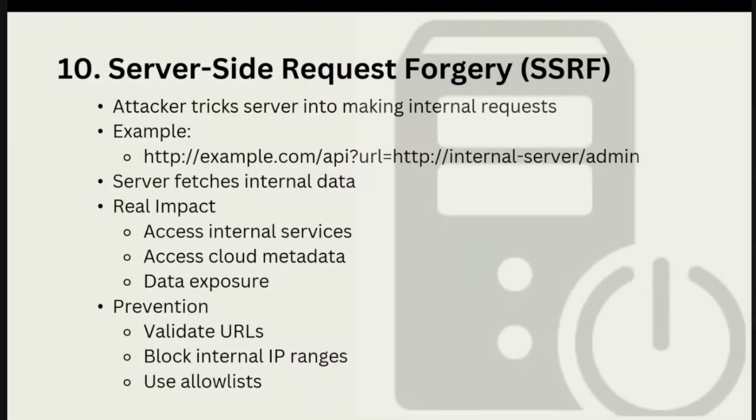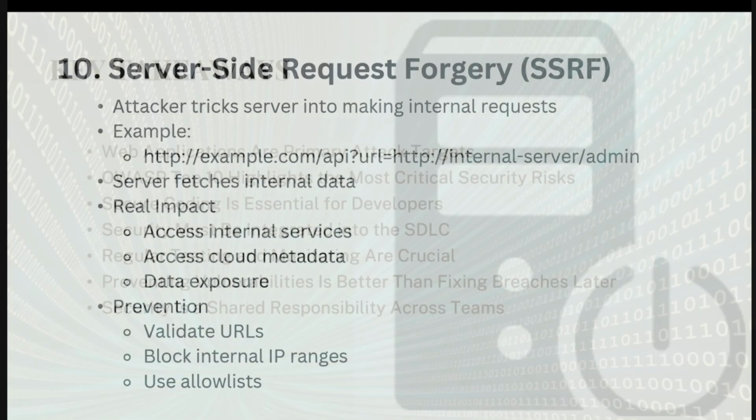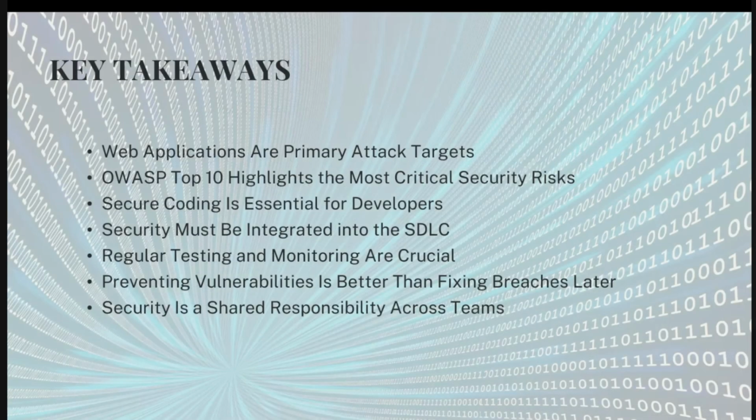And the last, 10th vulnerability is SSRF, server-side request forgery. The attacker tries to trick the server into executing a request or command by fetching data from the internal server. The real impact is access to internal services. The attacker gets access to cloud metadata and data exposure. The prevention is to validate URLs, block internal IP ranges, and use an allow list. These are the key takeaways.